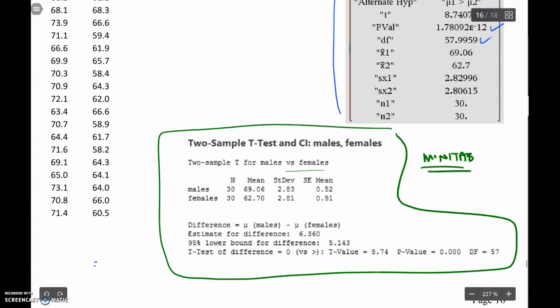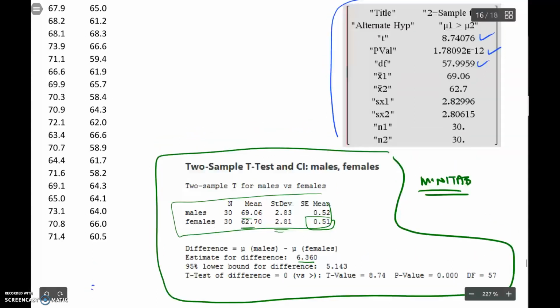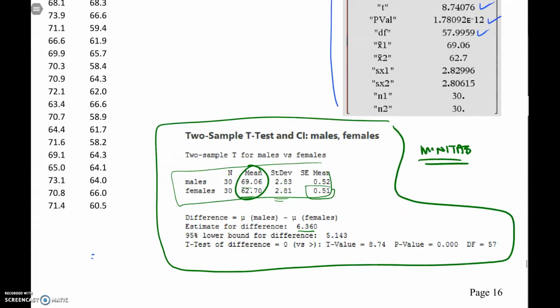So here's the summary information. This is the mean of the girls, the standard deviation of the girls, the standard error of the girls, and same with the guys. So we're doing a difference, mu of males minus mu of females. Estimate for the difference is 6.36. That is the actual difference in my two means. There's also a 95% lower bound for the difference. This is actually a one-sided confidence interval. Let's just not even worry about that.